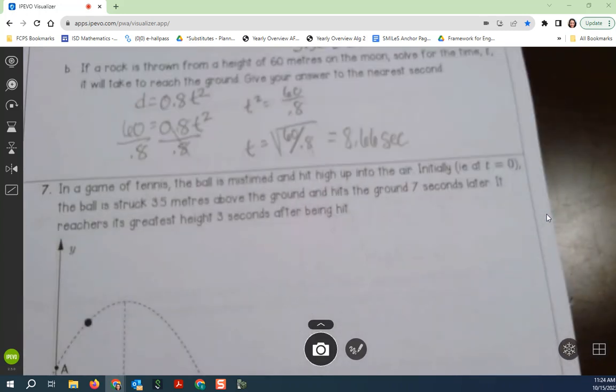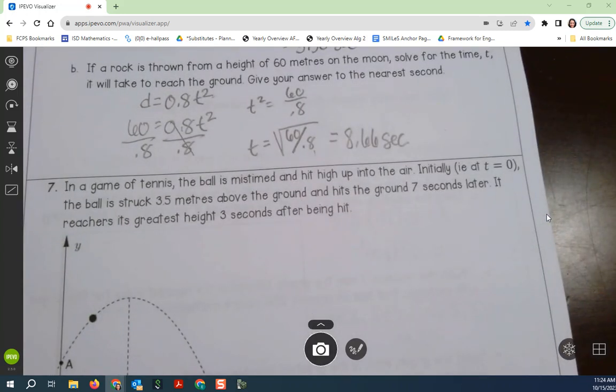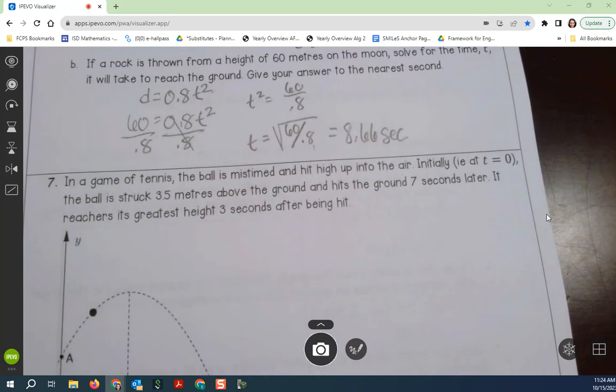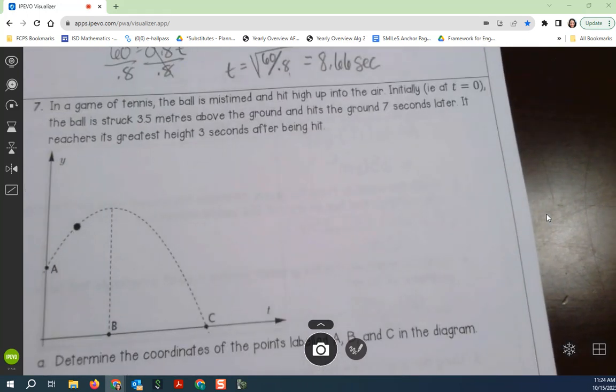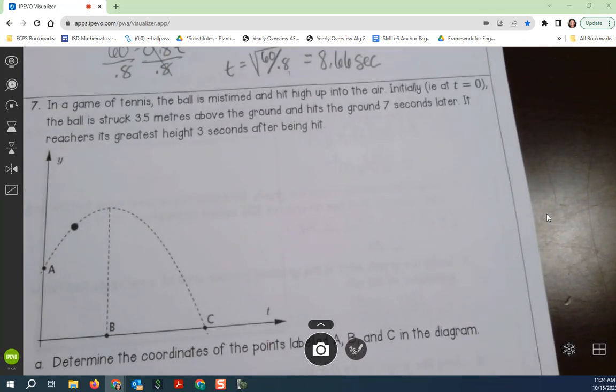In a game of tennis, a ball is mistimed and hit high up into the air. Initially, that would mean when time equals 0, the ball is struck 3.5 meters above the ground and it hits the ground 7 seconds later. It reaches its greatest height 3 seconds after being hit. Determine the coordinates of the ball, of the points labeled A, B, C on the diagram.